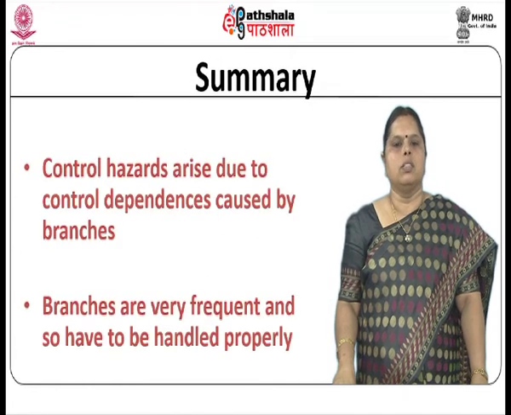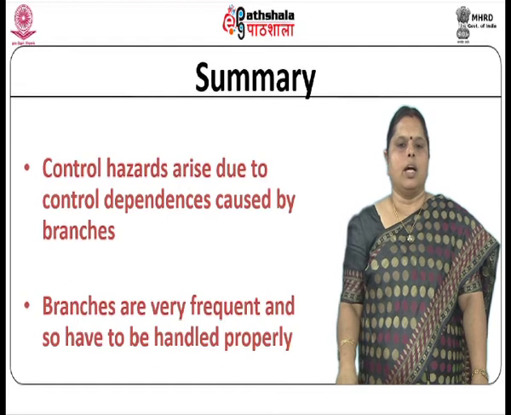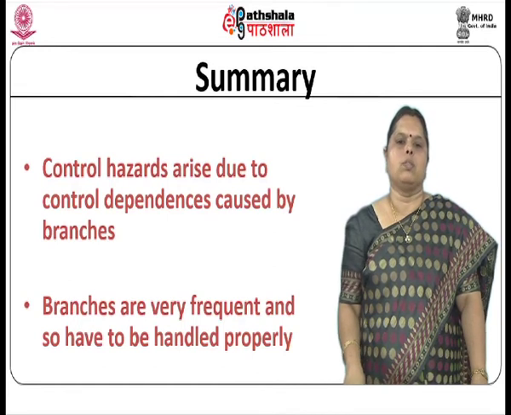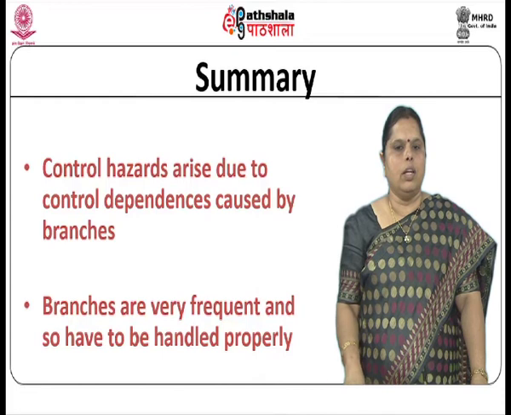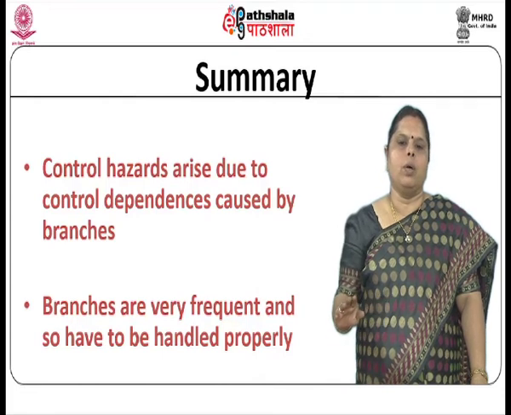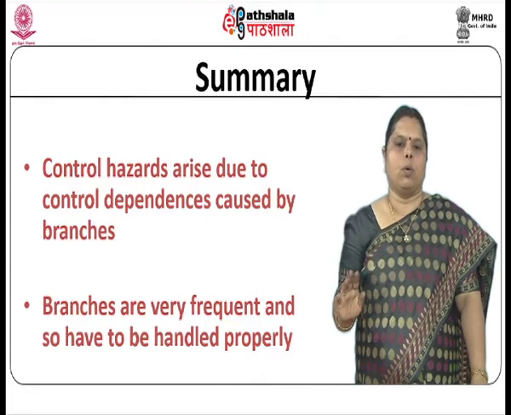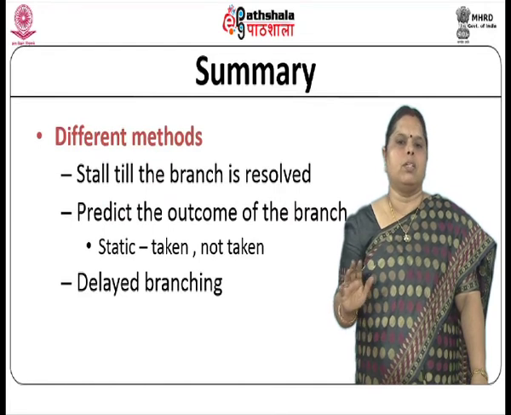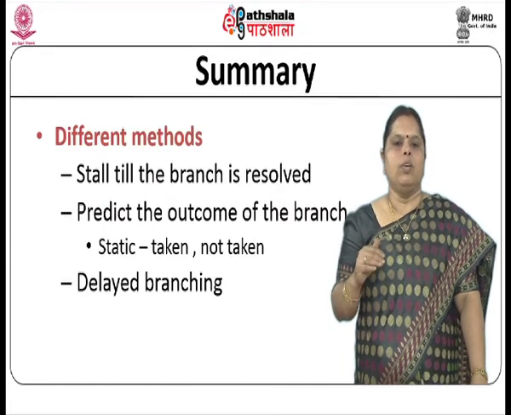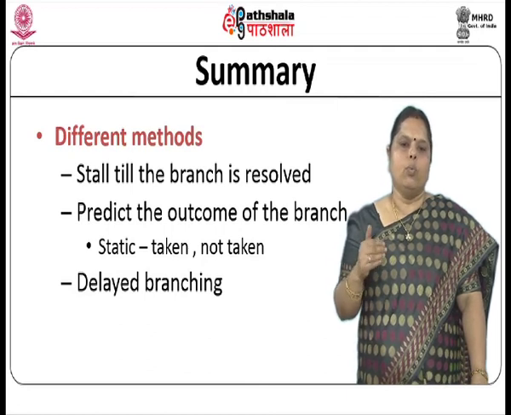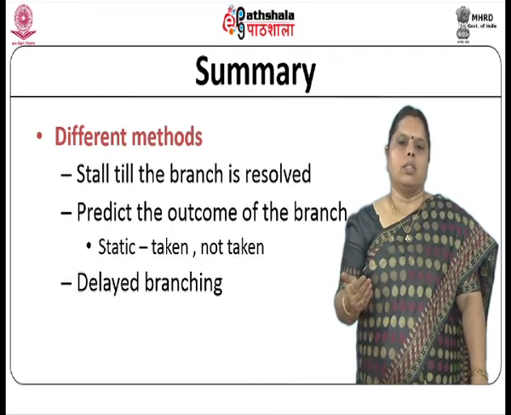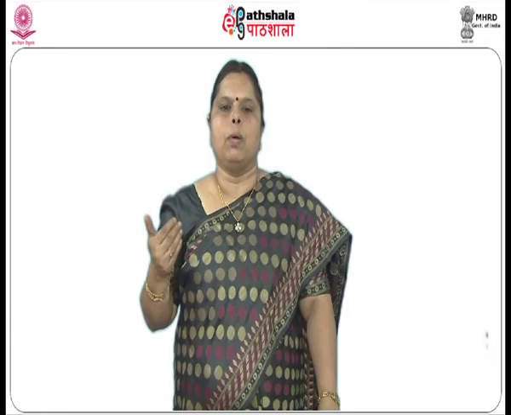So, to summarize, control hazards basically arise due to control dependencies caused by branches, and you can't really ignore them because branches are very frequent and they will have to be handled appropriately. There are different methods available to handle control hazards. We have just looked at some of these methods, focusing on the static prediction methods. You can either stall the pipeline till the branch is resolved, or look at static prediction of either a taken approach or a not taken approach, and finally we looked at what is called delayed branching.